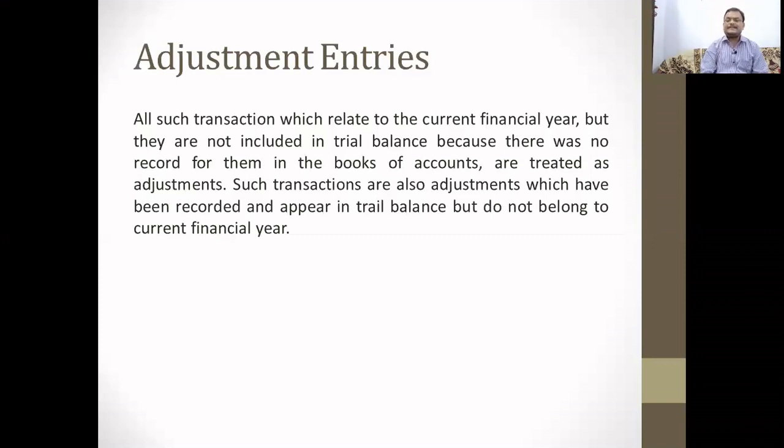These are the transactions which are recorded in that particular financial year as adjustments. Such transactions are also adjustments which have been recorded and appear in the trial balance but do not belong to the current financial year. There are some transactions which do not belong to the current financial year but occurred in the current financial year. These transactions are also shown as adjustments while preparing the final accounts.